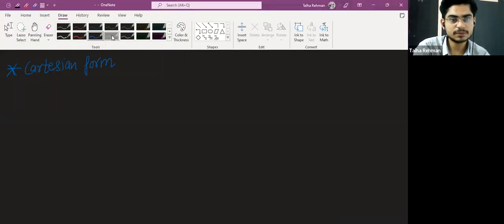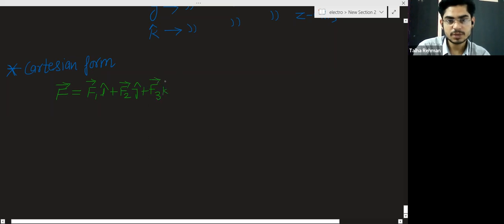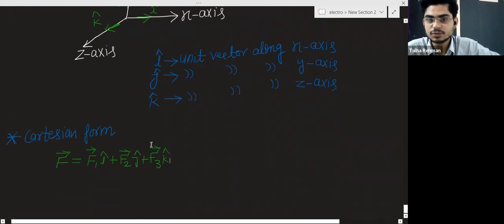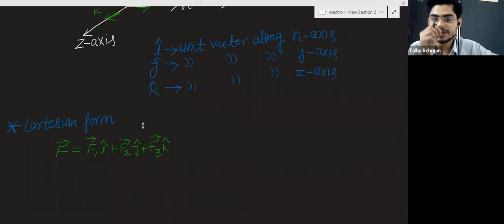So Cartesian form is like, suppose I want to write a force or a vector. How would I write this force? I can write F as F1 into i cap plus F2 into j cap plus F3 into k cap. Here you can see this F1 is the component of F in the X direction. See here, the unit vector is along the X direction, so this F1 must be the component of force F in the X direction.